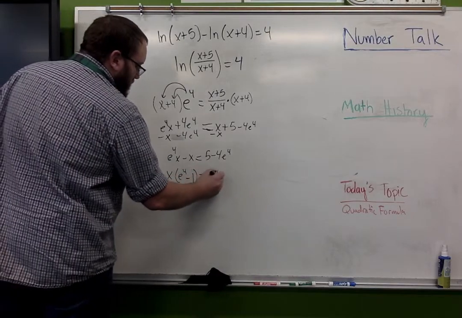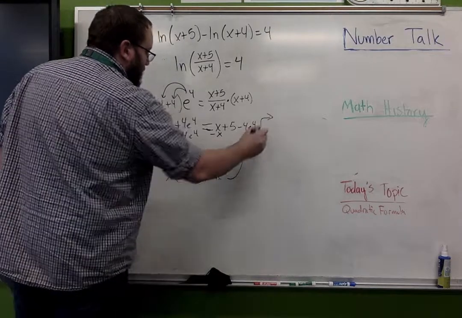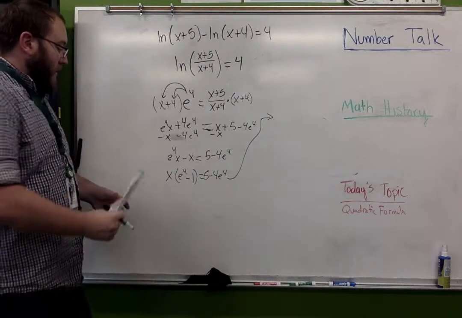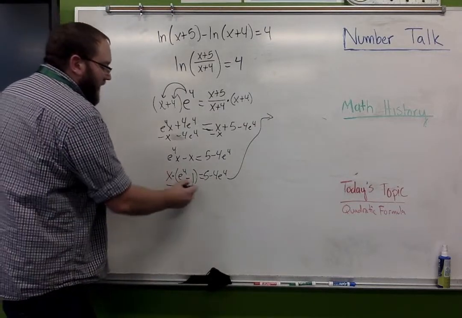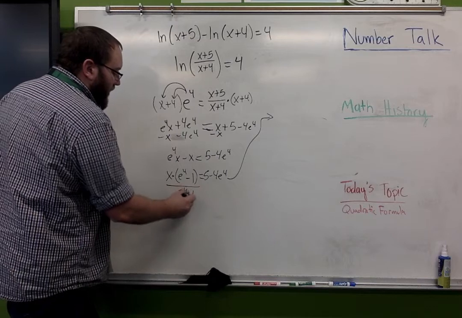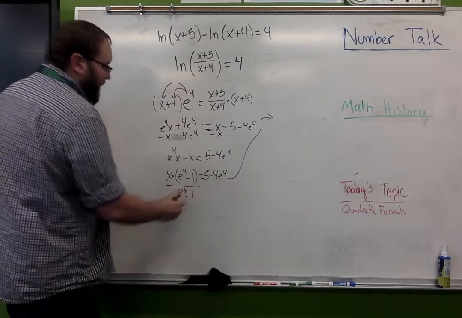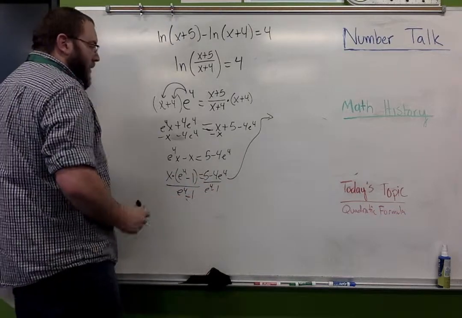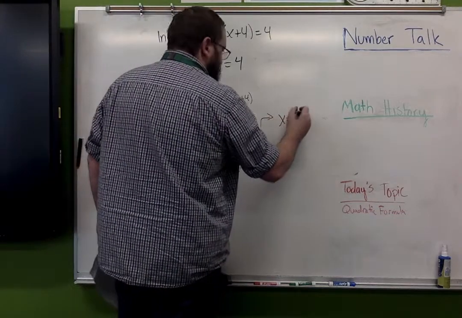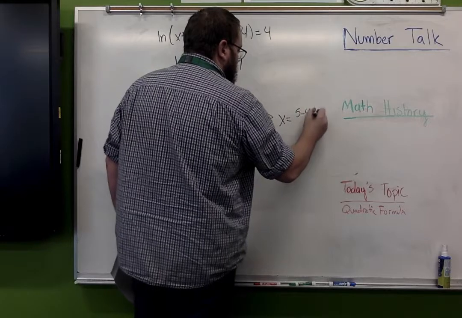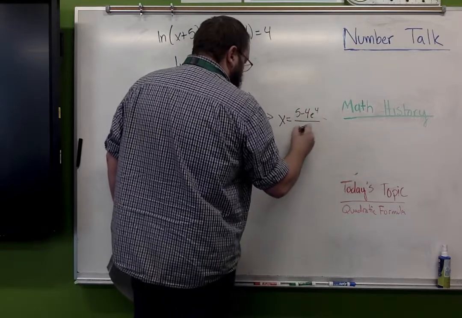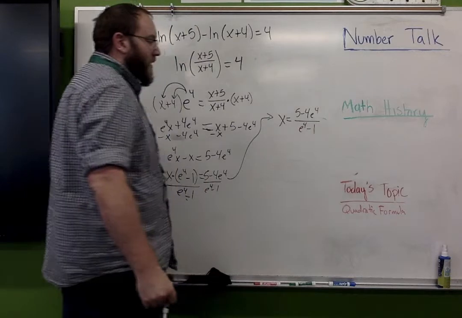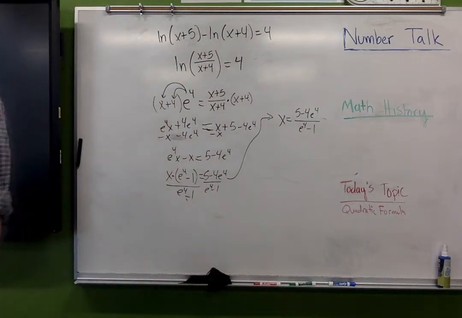Now I have x here. To undo multiplication, I have to do division, so I'm going to divide by e to the fourth minus 1. So x is equal to 5 minus 4e to the fourth over e to the fourth minus 1. That is the exact answer.